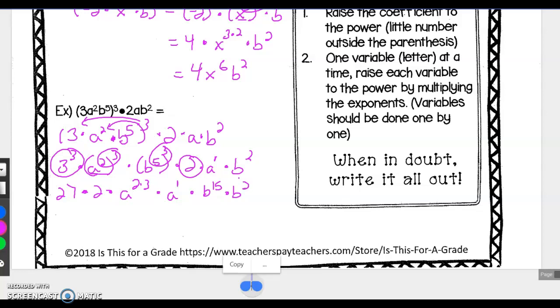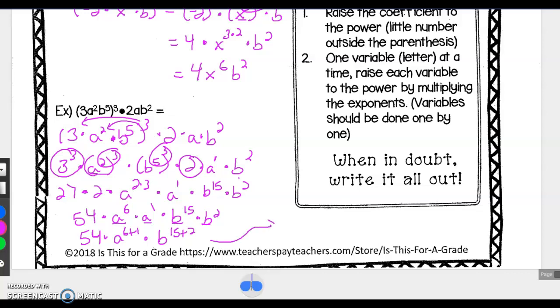All right, guys, then just keep simplifying. 27 times 2 is 54. Over here we have a to the 6th times a to the 1st times, oops, same base. Well, I'm just going to write it out like this, and then I'll change it in the next one. So we have 54 times same base multiplying, add them, 6 plus 1, times same base multiplying, add them up, b to the 15 plus 2. That gives us 54, a to the 7th, b to the 17th.